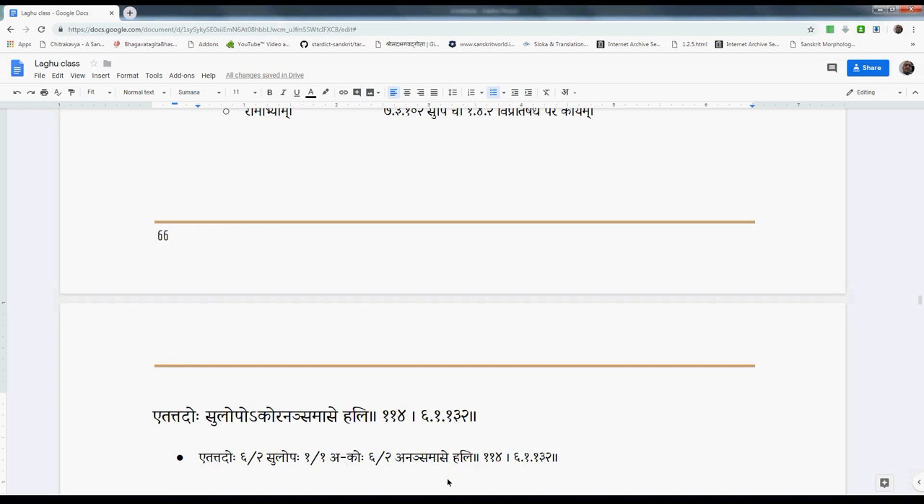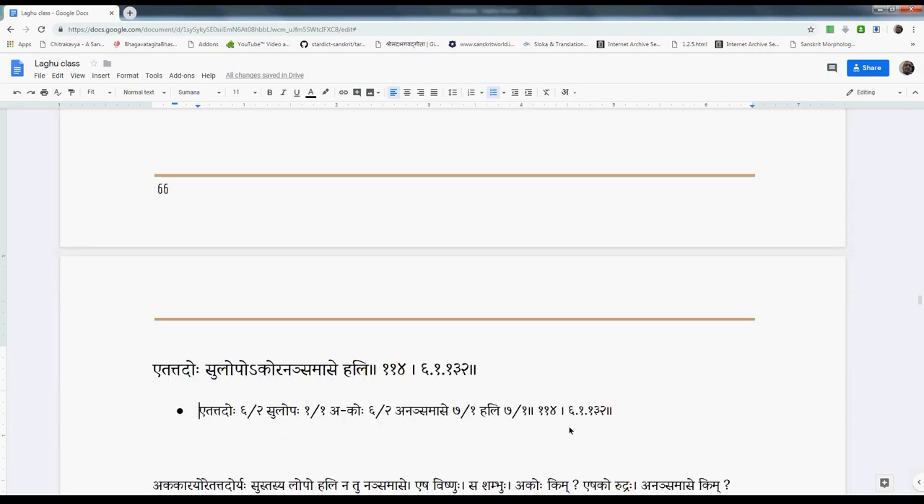Anan samase hali. Anan samase saptami ekvachana, clearly. Na nan samasa, anan samasa. It's a tatpurusha. Nanj tatpurusha. Anan samasa itself is nanj tatpurusha. And hali. Saptami ekvachana. Well, hal letter follows. We'll revisit the samasas. But let's look at the artha first.